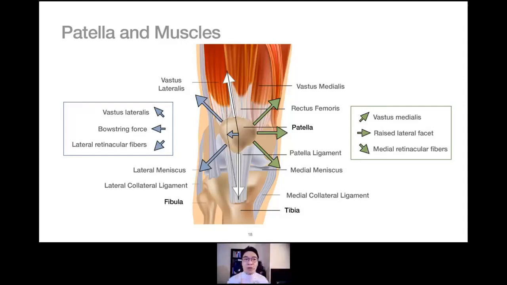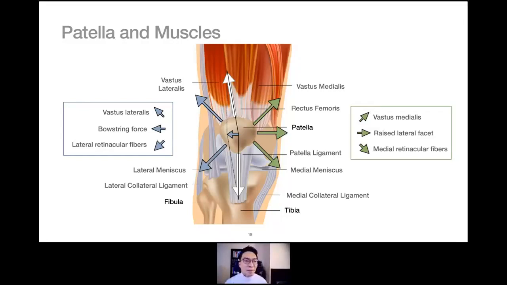This is the conceptual diagram about the forces around the patella. All the arrows in blue color mean that the arrows are pulling the patella outward, laterally, and all the green arrows pull the patella inward, medially. And in normal circumstances, they are in good balance. So the medial force and the lateral force are in balance.